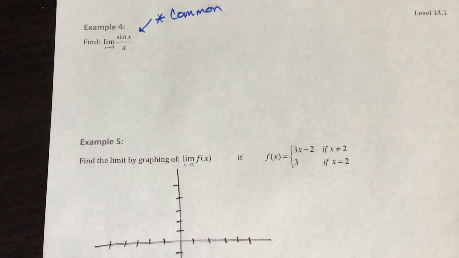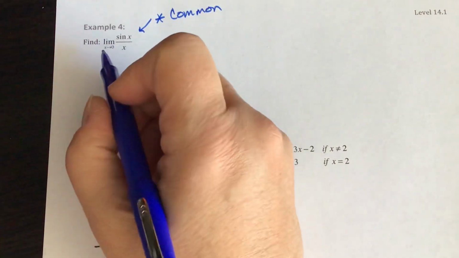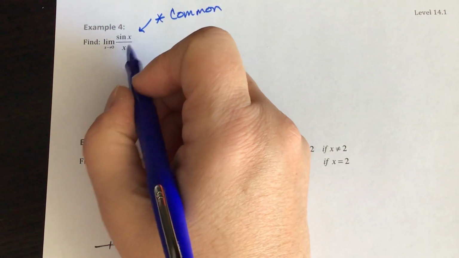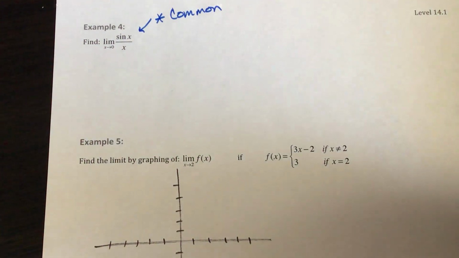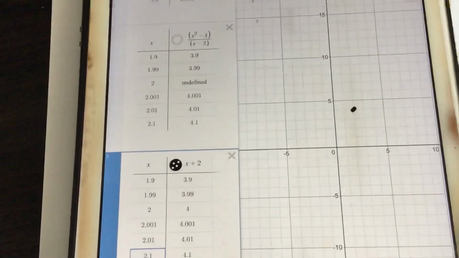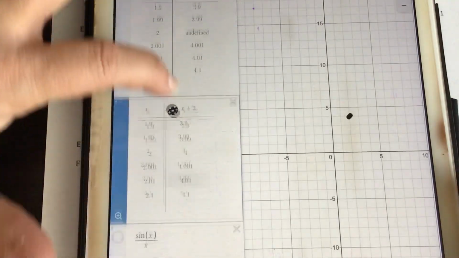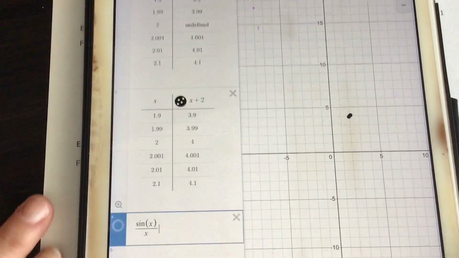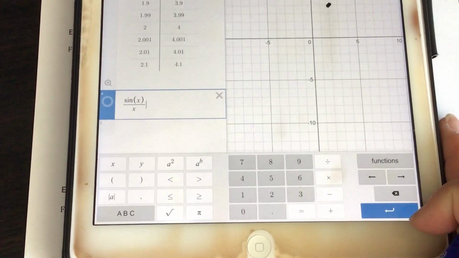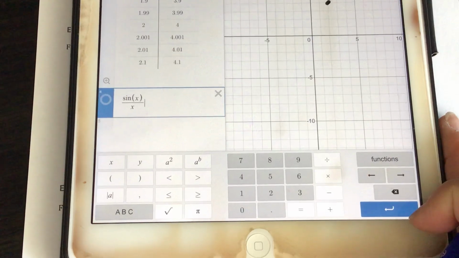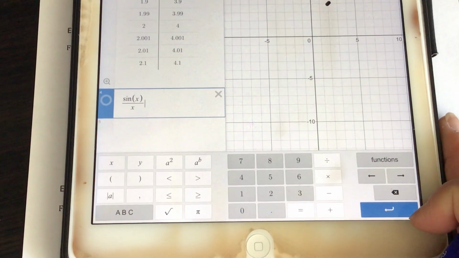You'll see that a lot. But we want to find the limit as x approaches 0 of sine of x over x. Now, we can also look at that on a graph. All right, so I'm going to bring this back, and down here, I have this function plugged in, sine of x over x.